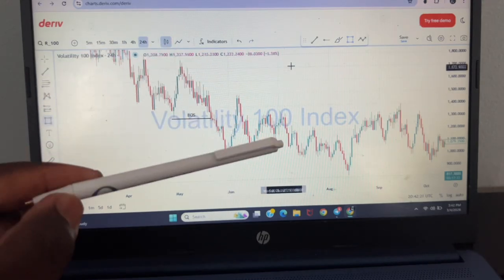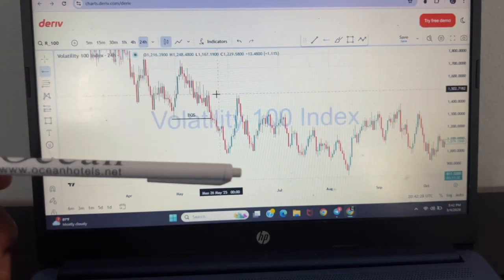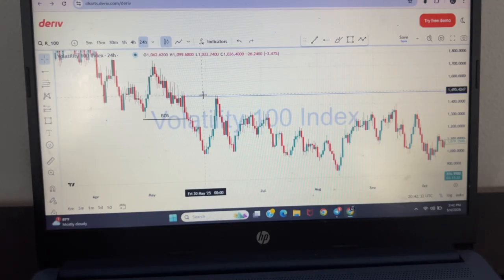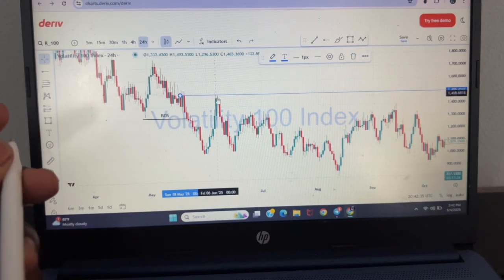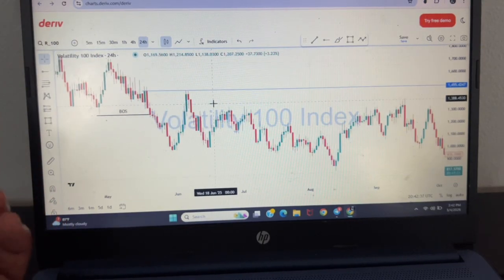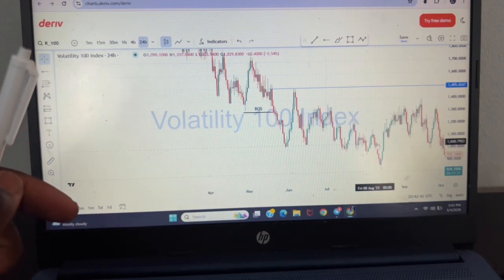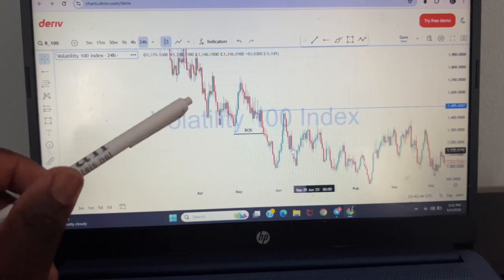As I'm saying, my strategy is APA. So I would mark this right here as a structure, and then I would wait for price to pull back to my structure right there. And when price pulls back to my structure, I would look for an entry. I'm not going to be able to go down to the smaller time frame now because I'm not going to be able to see all of this.